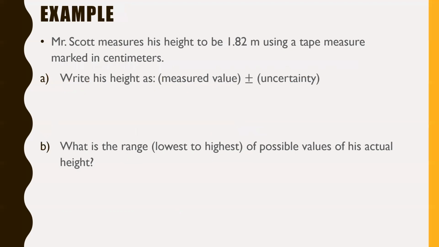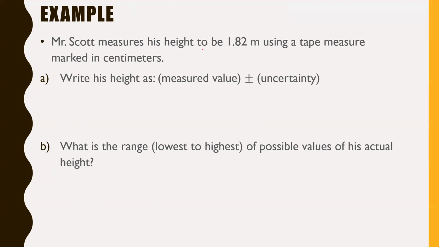So here's another example. Mr. Scott measures his height to be 1.82 meters using a tape measure marked in centimeters. Write his height as measured value plus or minus uncertainty. Okay, so here we go. So we know the measured value is 1.82 meters.